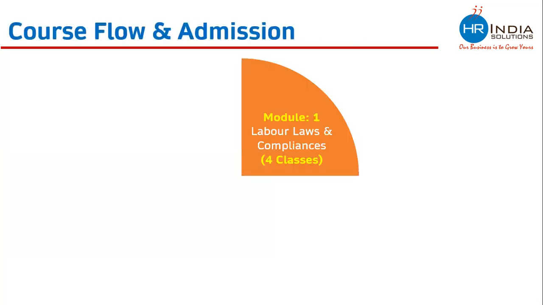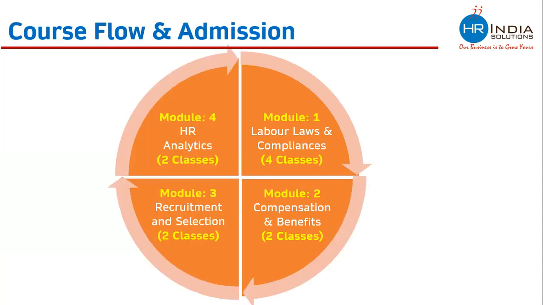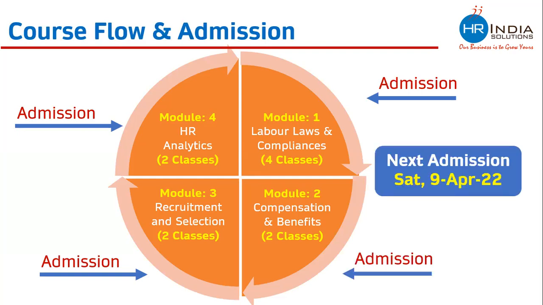So how does the course continue? We start with module 1, move to module 2, then 3, and then 4. Admission can happen when we are starting module 4. Admission can be taken when we are starting module 3, and admission can also be taken when we are starting module 1 or module 2. The next admission is happening from 9th April, Saturday.